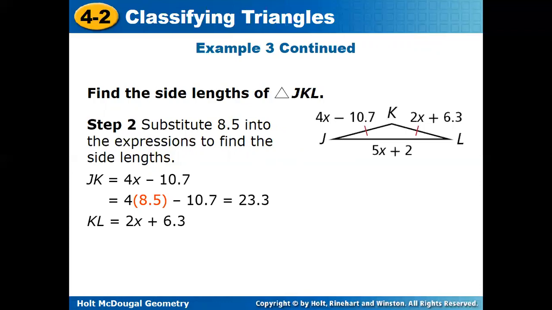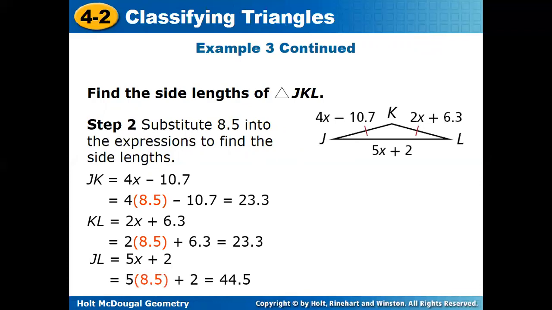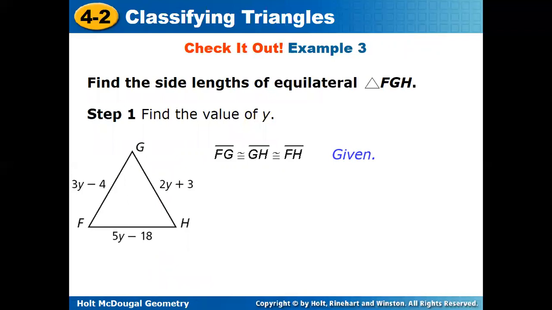And also KL, yes, you can find it directly. It will be the same length as JK. But check your answer also. It will be 2 times 8.5 plus 6.3, which is also 23.3. And the third side, which is JL, equals 5x plus 2, 5 times 8.5 plus 2, calculated, it will be 44.5. Now we have checked.